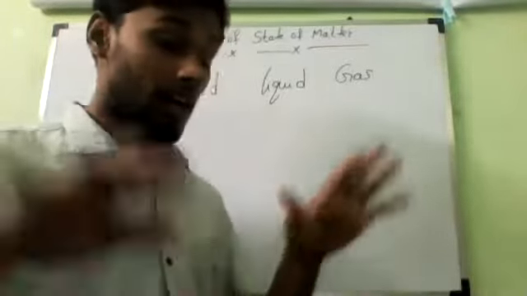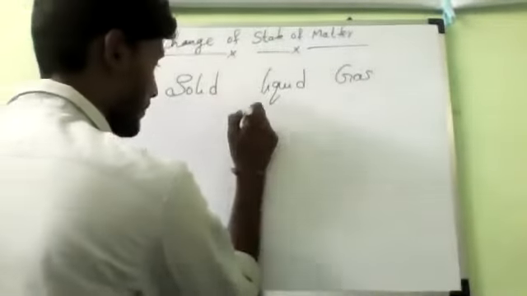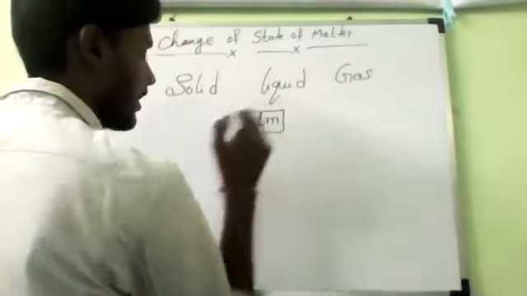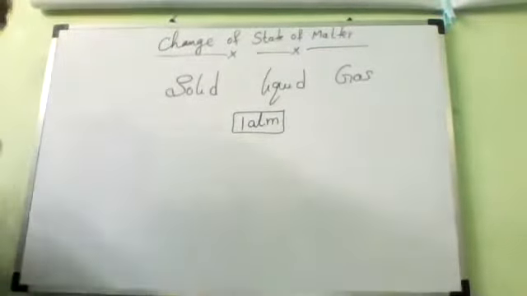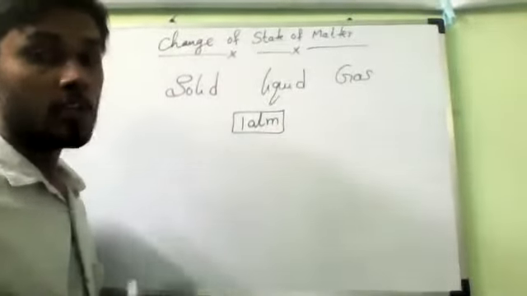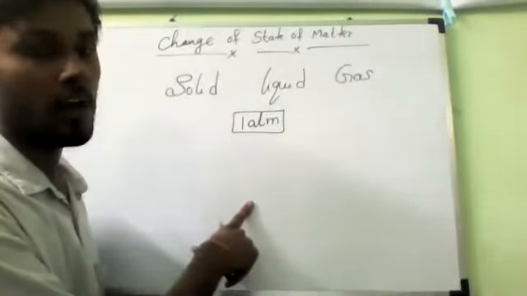So now, let us discuss, for example, under normal atmospheric pressure, that is, normal pressure means 1 atm. This is the normal atmospheric pressure, and all of you should remember it. At 1 atm only, you should remember it. Okay? So at normal pressure, water exists as a solid in the form of ice.